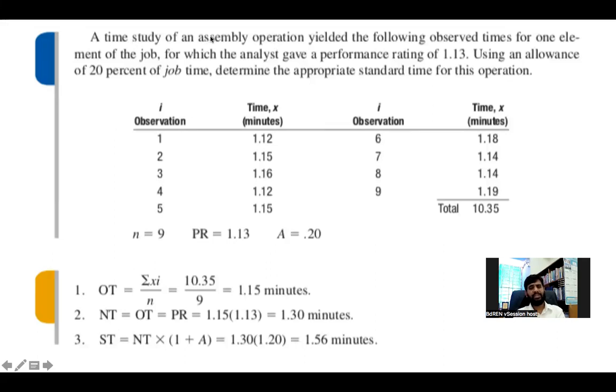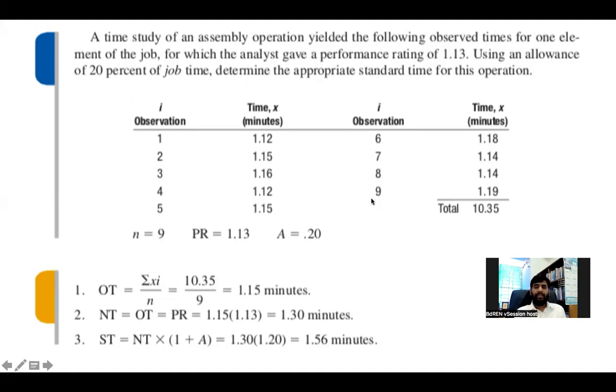A time study of an assembly operation yielded the following observed time for one element of a job, not the whole job, one element of a job, for which the analyst gave a performance rating. The performance rating is very good, that means above average or above expectation or exceptional. Using an allowance factor of 20%, determine the standard time for this operation. What is the standard time?